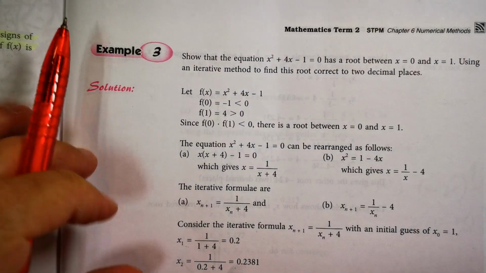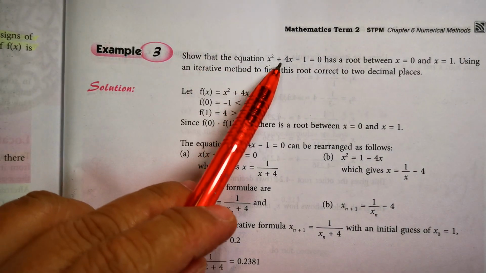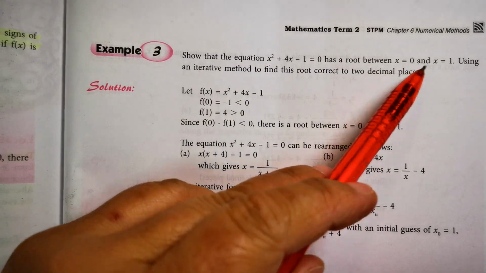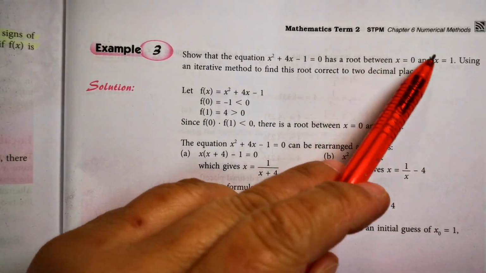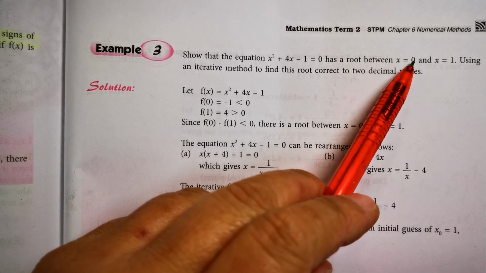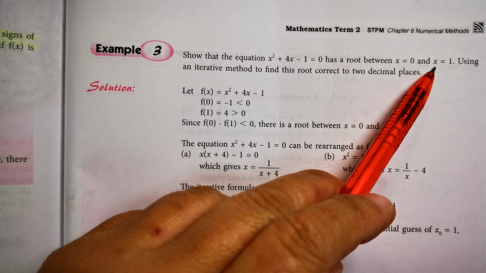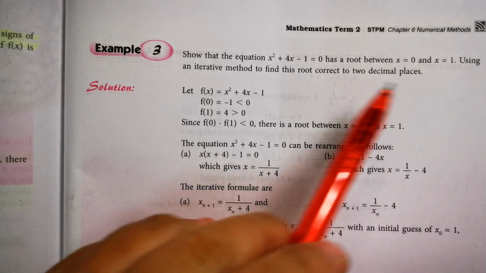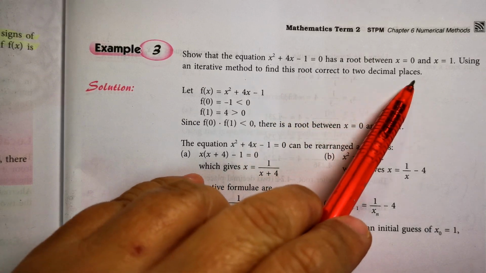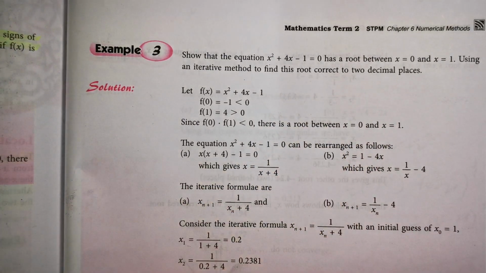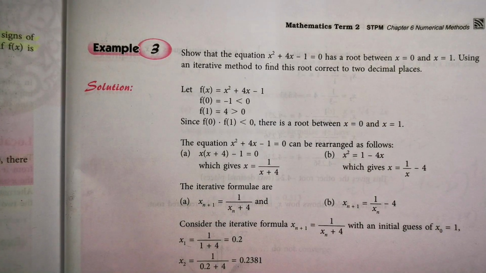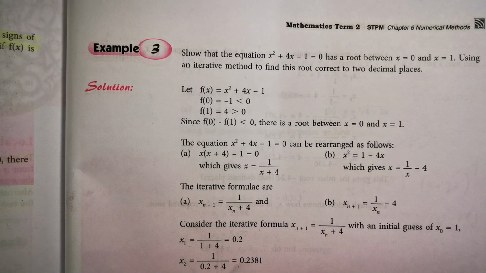The question says, show that the equation x squared plus 4x minus 1 equals 0 has a root between x equals 0 and x equals 1. This is what we have learned yesterday. First, you're asked to show that there is a root that lies between here and here. Then using an iterative method to find this root correct to 2 decimal places. This is the hint that tells us where to stop our calculation.